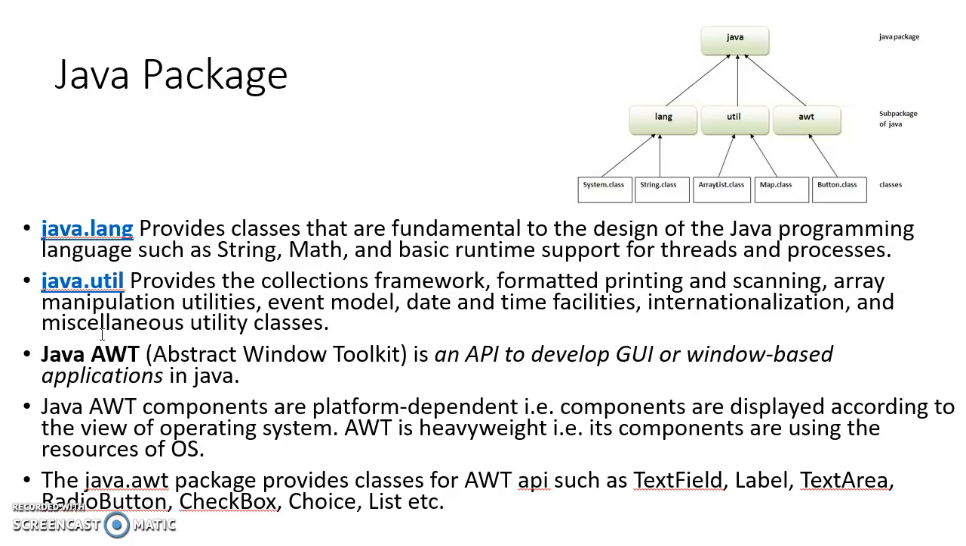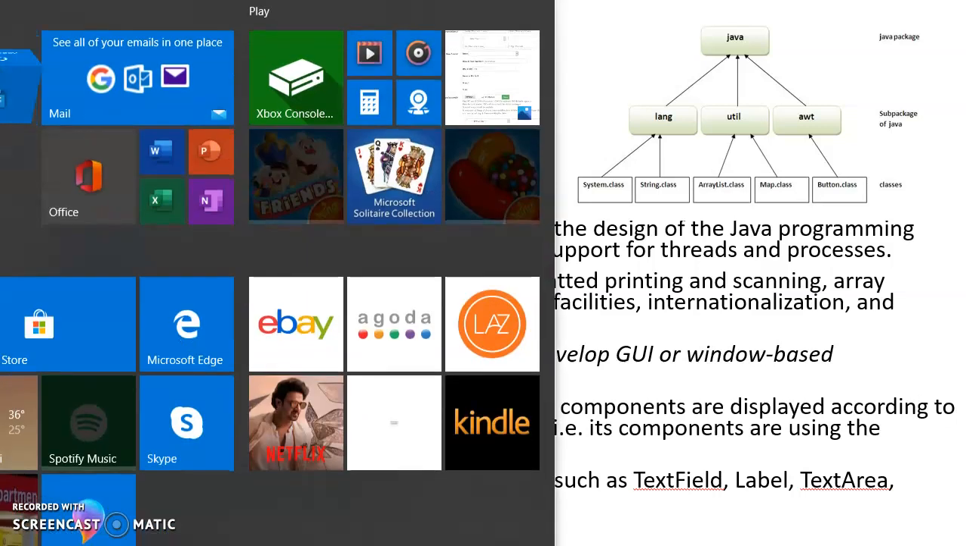AWT is entirely another sub package which is used for developing GUI, graphical user interface. For example, you might have seen calculators. Now, if you look over here, when we take up the start menu, you can see that you might have a calculator over here.